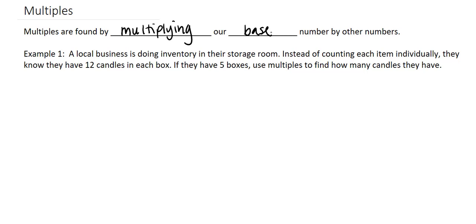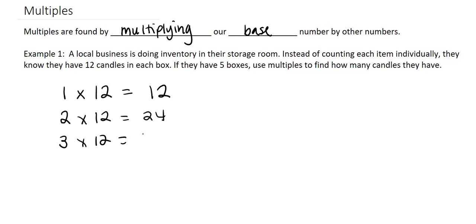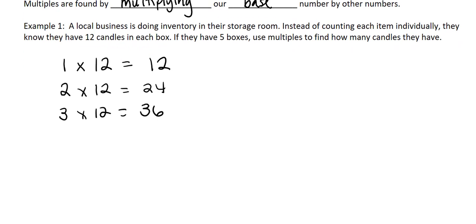Essentially, if you have the first box, box 1 times 12 would be equal to 12. Now the second box, so now we're including both boxes, times 12 is equal to 24. Now, 3 times 12 would be 36, right? So we're just going up.